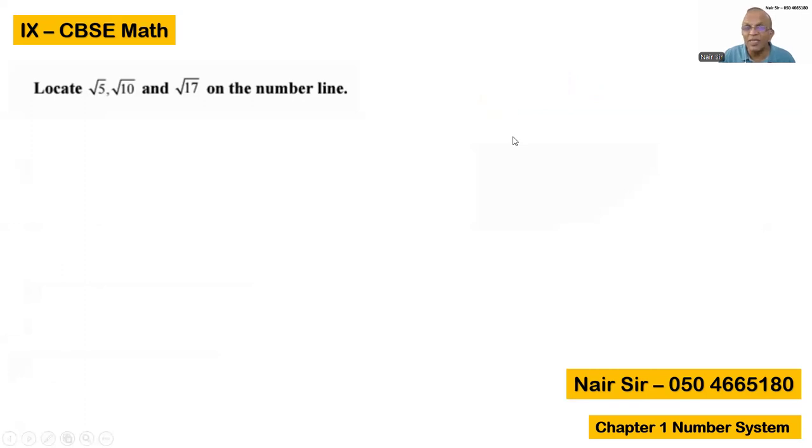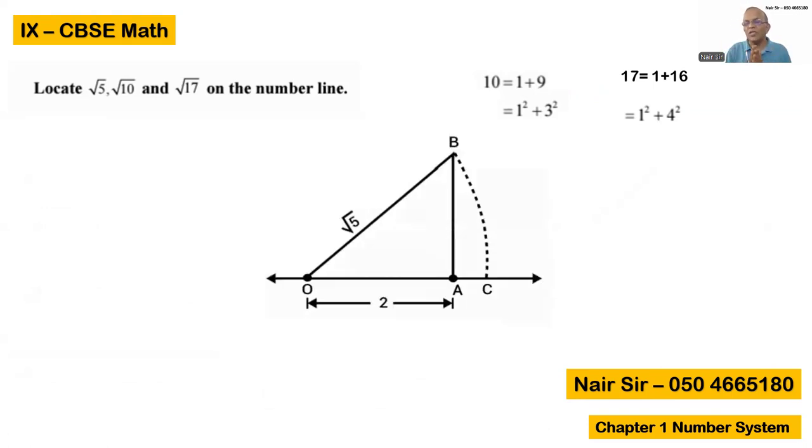We have to represent √10. How will I write √10? Can I write √10 like this? 1 plus 9. And 1 can be written as 1 the square. 9 can be written as 3 the square. And similarly, 17. How do I write 17? 1 plus 16. And what do I write for 16? 4 the square. And I'm going to put that on a number line.